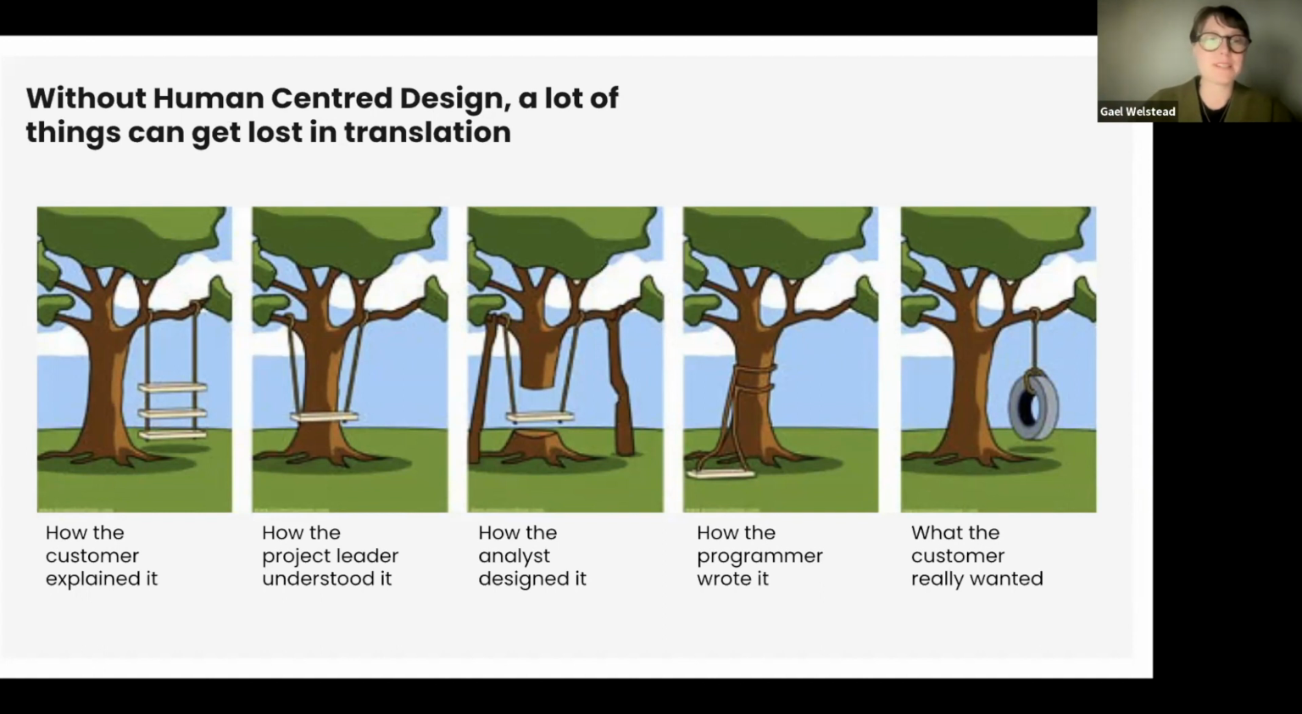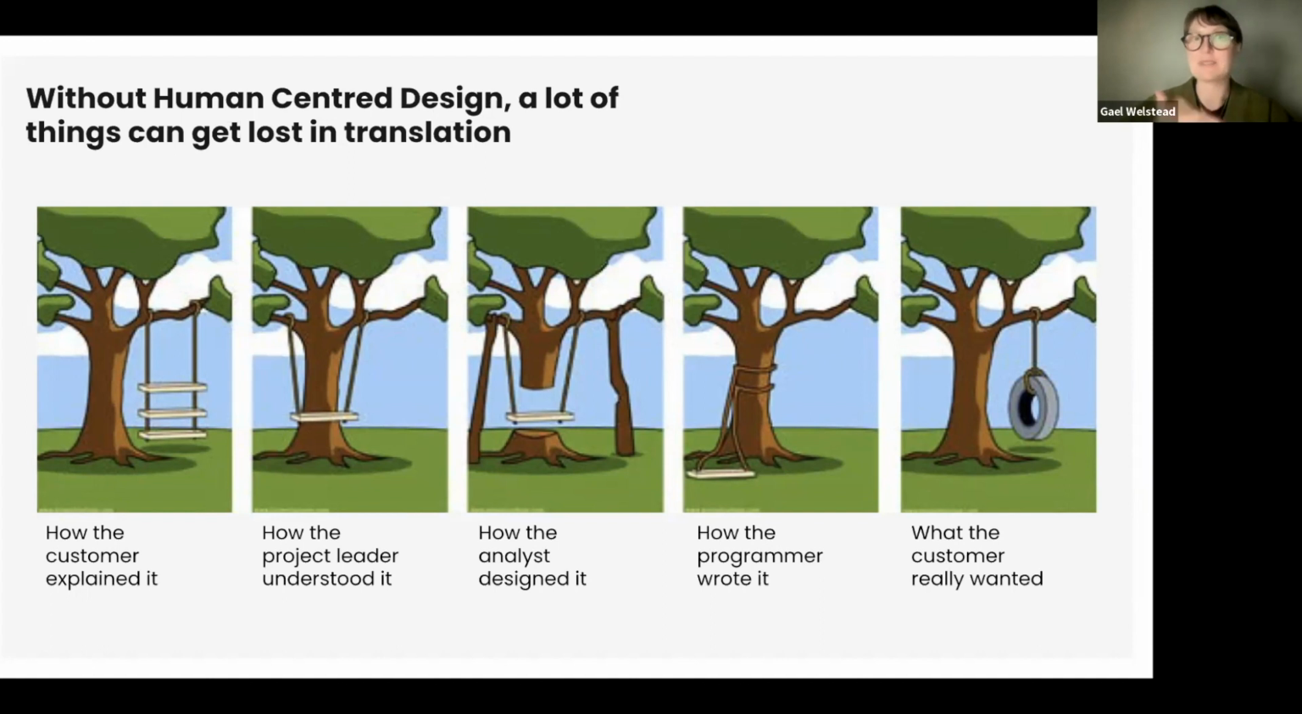So in the first image on the left, the customer explained it like this. They wanted to have a swing that them and two friends could sit on at the same time and have lots of fun. But maybe the project leaders listened to the interview, and actually they said, we want to swing right underneath the canopy of the tree. So the swing is next to the trunk, it wouldn't swing, so it wouldn't really work.